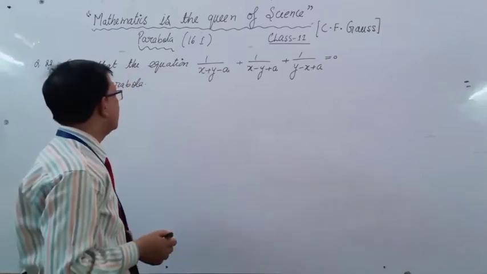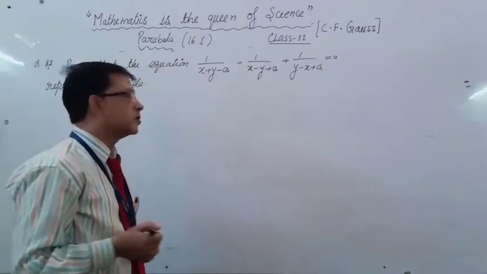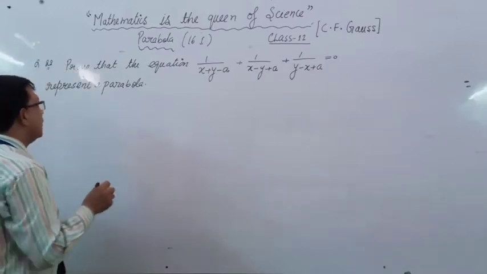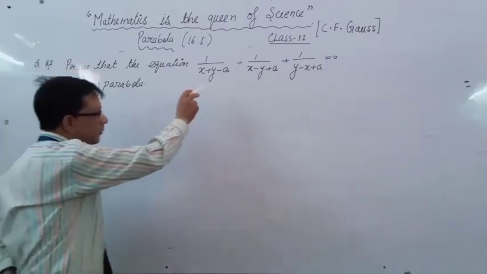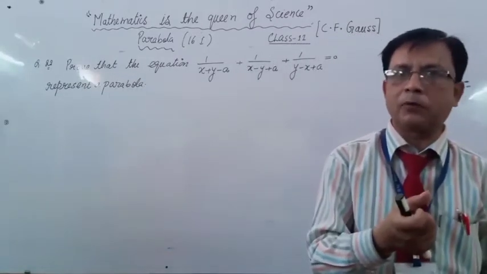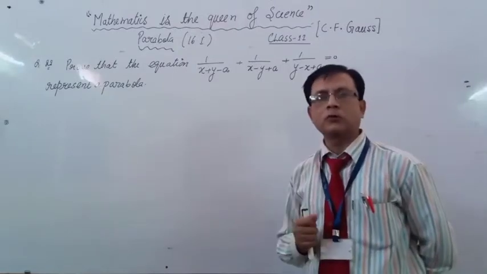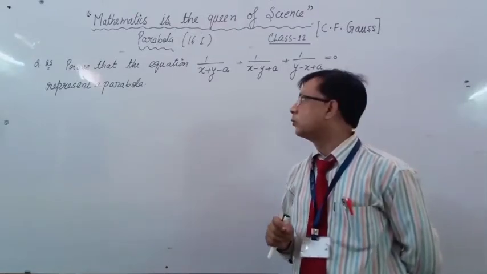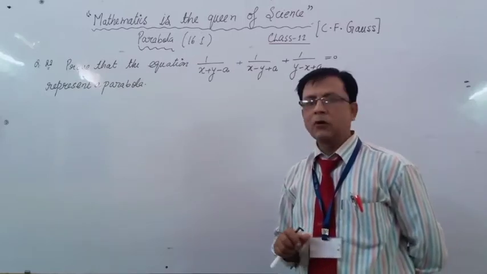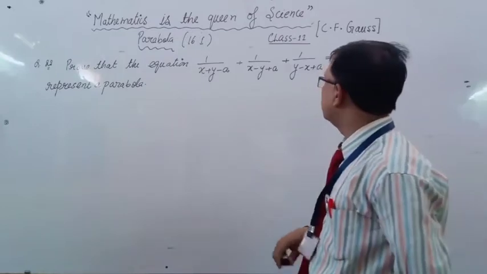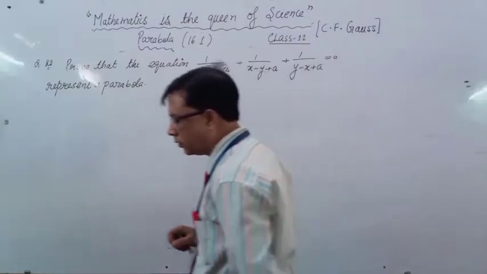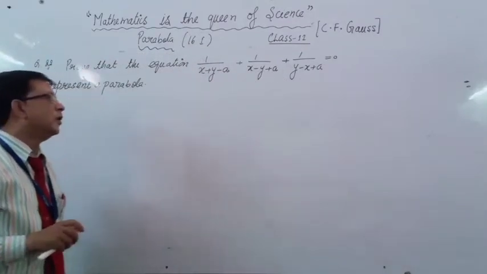We are studying parabola, exercise 16.1. Here we write question number 20 of your prescribed book. The question is: prove that this equation represents a parabola. This is out of course, but this question is present in your book, so that's why we are going to solve this problem. Because this becomes the general equation of the conics, we check whether it is a parabola or not. So let's solve this question.